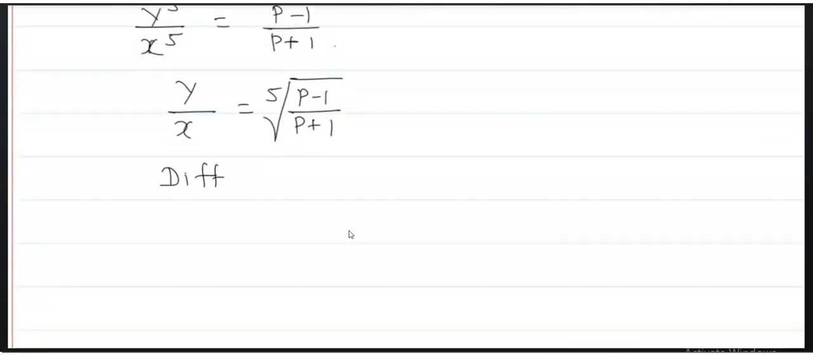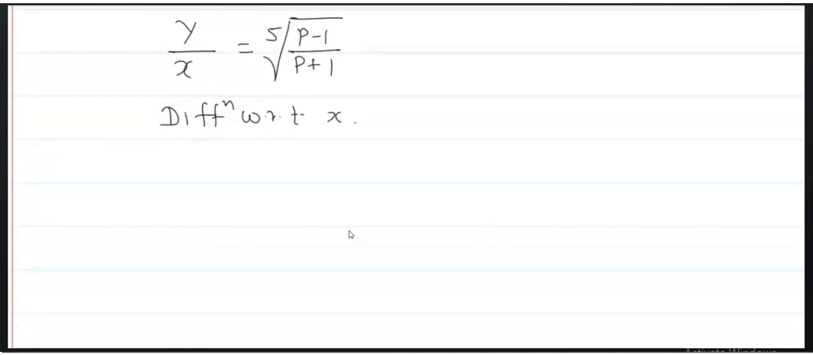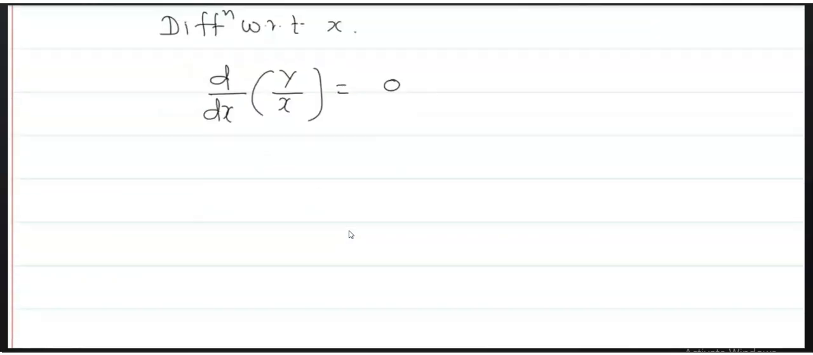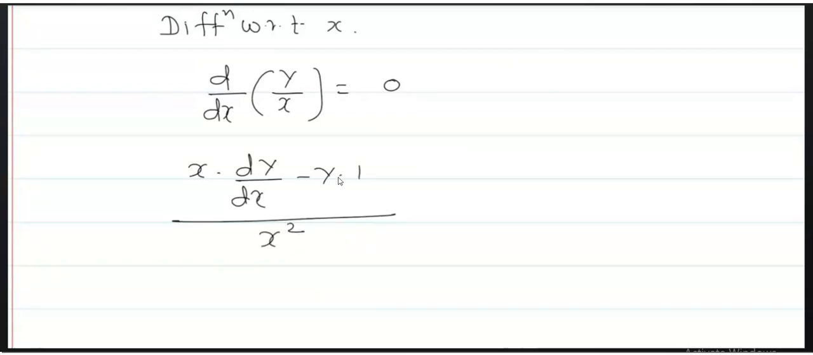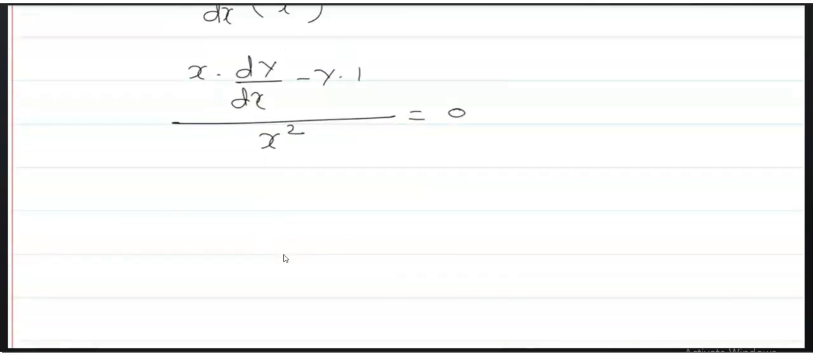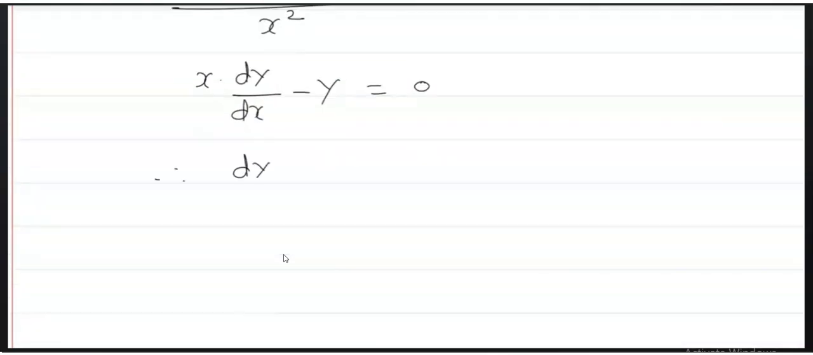And again, differentiate this with respect to x. Therefore, d by dx of y upon x, apply the quotient rule. On the right hand side, there is a constant, its derivative is 0. Therefore, quotient rule is (x into dy by dx minus y into derivative of x, which is 1) upon x square. If we simplify, x into dy by dx minus y is equal to 0, therefore dy by dx is equal to y upon x.